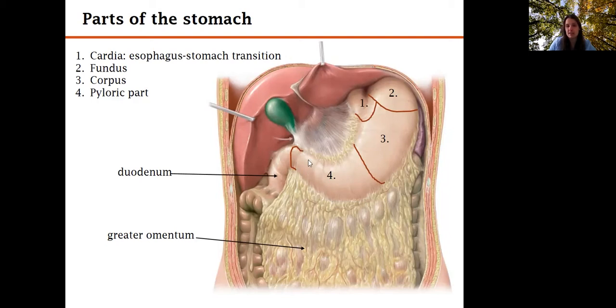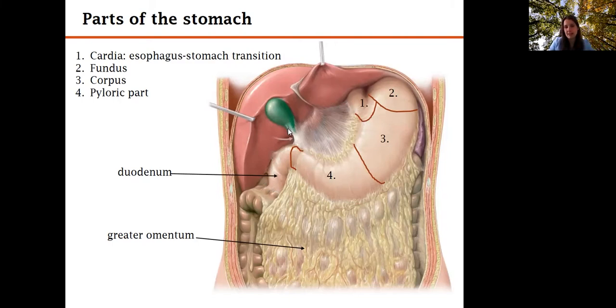pylorus. The pylorus is actually a sphincter muscle at the end of the stomach, by the transition between the stomach and the duodenum, and this is constantly constricted and only allows the content of the stomach to pass through to the duodenum.